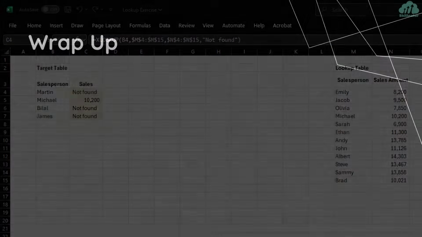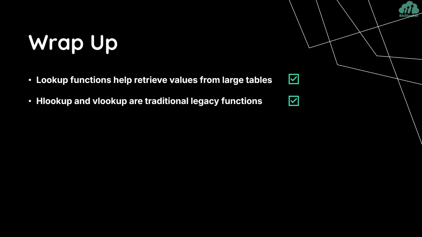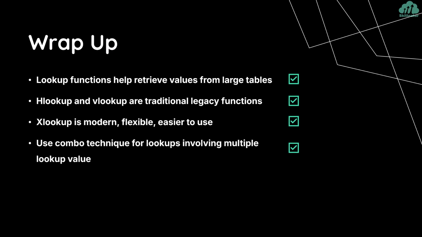Let's do a quick wrap up of what we've covered. Lookup functions help you pull values from a table based on matching keys. VLOOKUP and Xlookup are older formulas, but are still very common in legacy files. Xlookup is the modern, more flexible option and much easier to use. For lookups with multiple matching keys, use the combo technique. And to keep your Excel sheets clean, always add error handling functions.